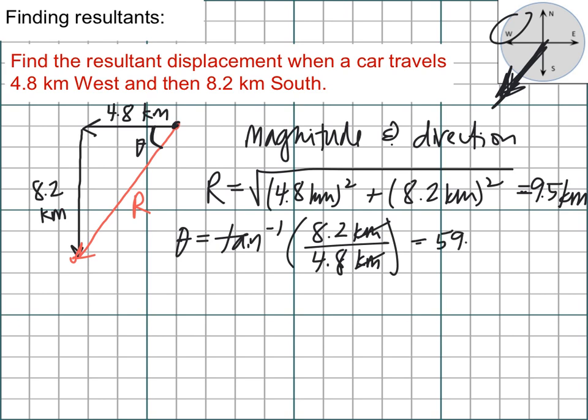All right, so now I need to make sure I give a good answer that includes everything here, because it's not actually enough to just say 59.7 degrees. I need to give a description with that as well. All right, so we've got 9.5 kilometers, that's the magnitude, at 59.7 degrees, and again, my reference line is west, and I'm south of that. So this is south of west.